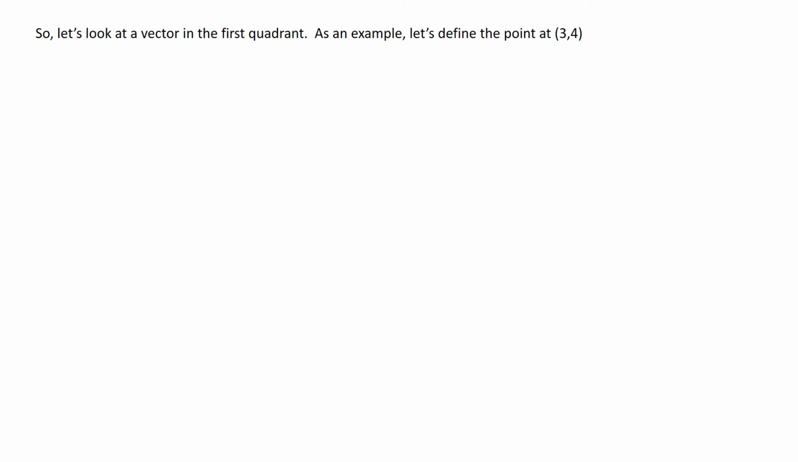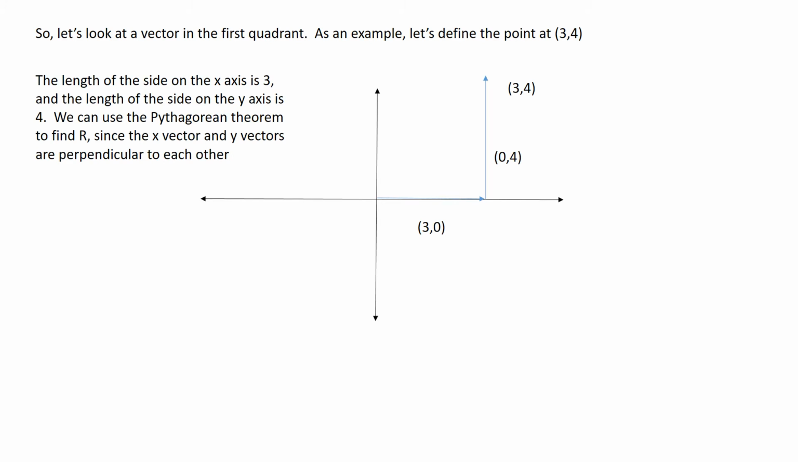Let's look at a vector in the first quadrant. Here's an example. Let's define the point 3, 4. Here's my coordinate axes again. There's my point 3, 4. There's going to be my x vector, 3, 0. There's going to be my y vector, 0, 4. The length of the side on the x-axis is 3 units long. The length of the side parallel to the y-axis is 4.